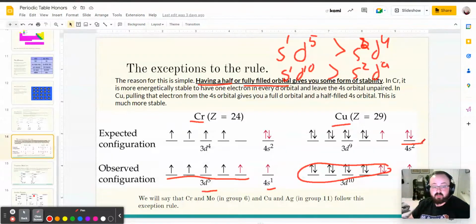On a quiz, I am much more inclined to be very explicit about there being an exception, such as I would ask you, what is the electron configuration of copper, and why is it an exception? On a test, I'm going to give it to you and hope that you can identify it.